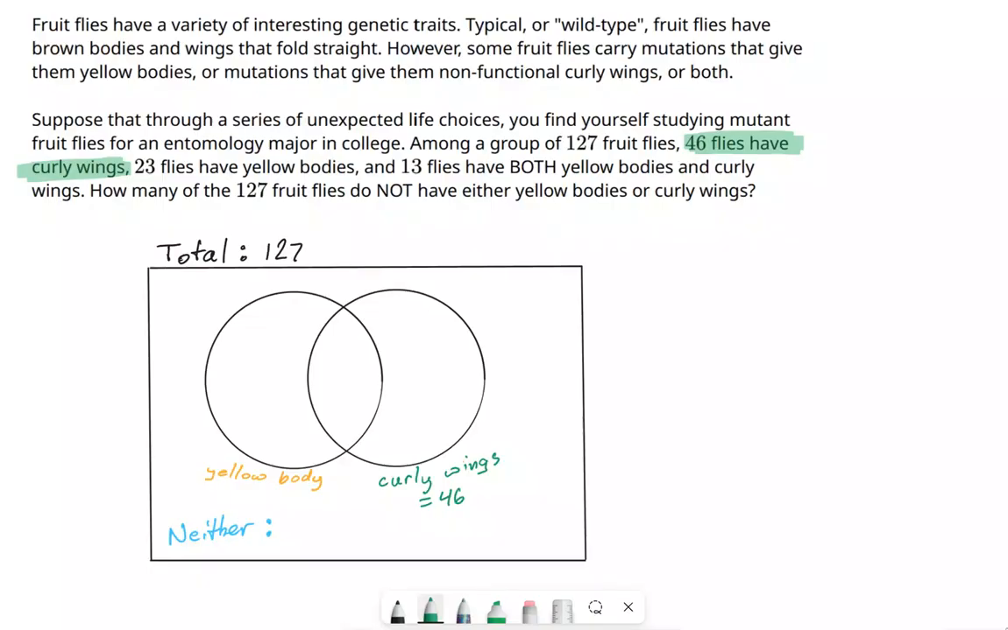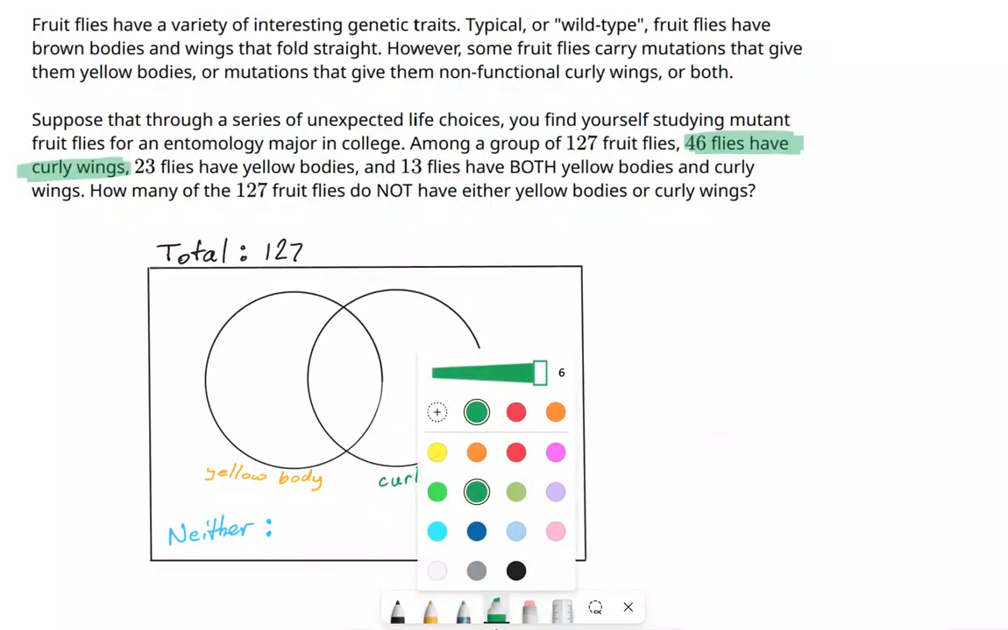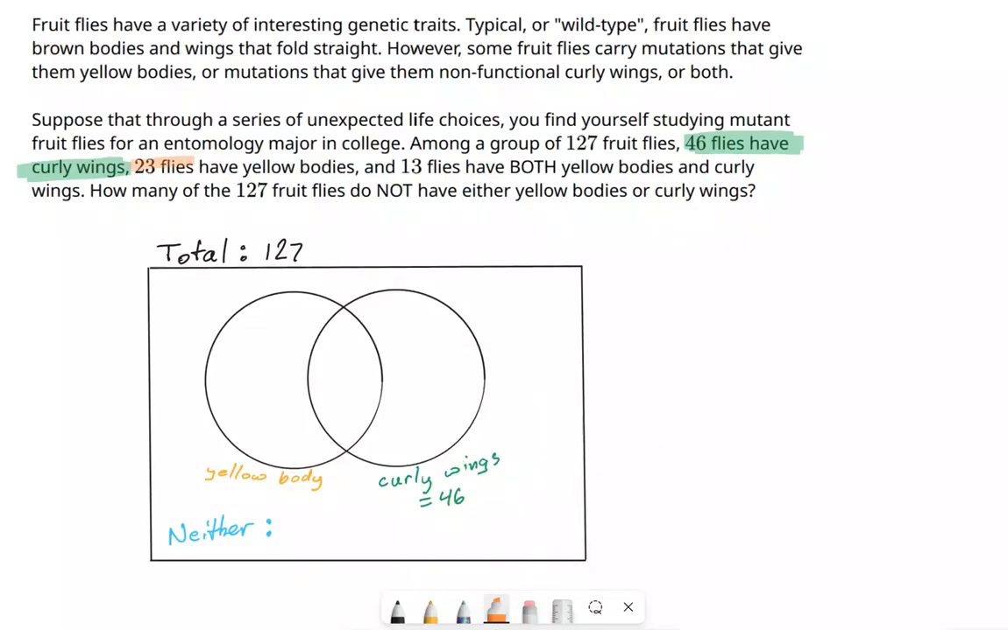And then I'm going to go find the information about their yellow bodies. So yellow-bodied flies are not super common, but they do happen. So those guys are right here. 23 fruit flies have yellow bodies, which I assume doesn't really matter, but it's just something interesting. So we're going to say 23 equals their yellow bodies and 46 equals their curly wings. And then it gives me a little more information.